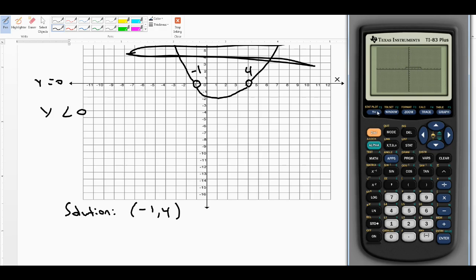That's why you want to look at the original graph without the less than 0. But this is kind of a way to check your solution. -1 to 4. Does that look like -1 to 4? Left -1, right 4? Looks right to me. So keep that in mind. It comes in handy sometimes.